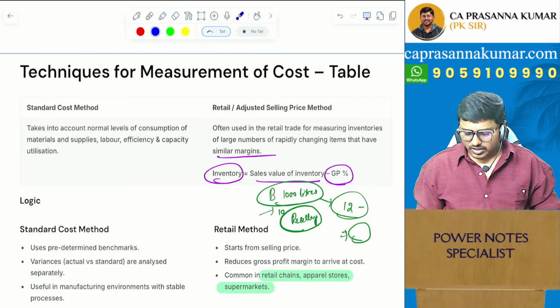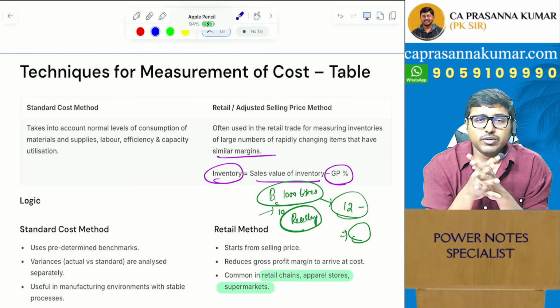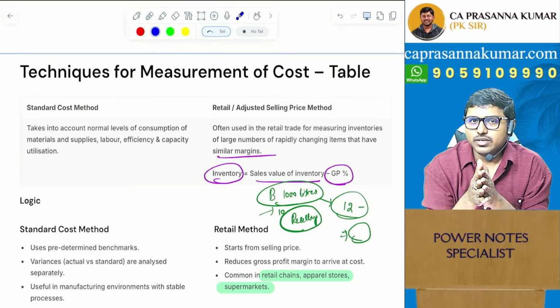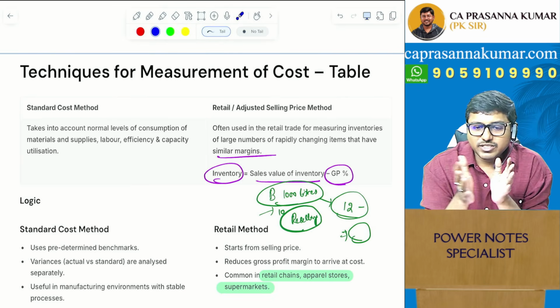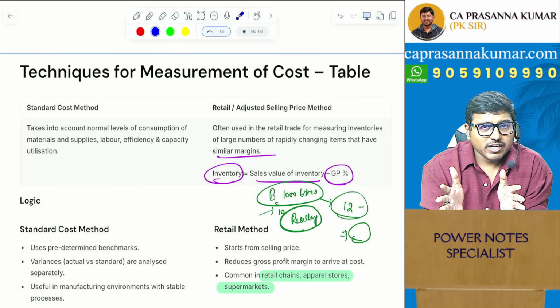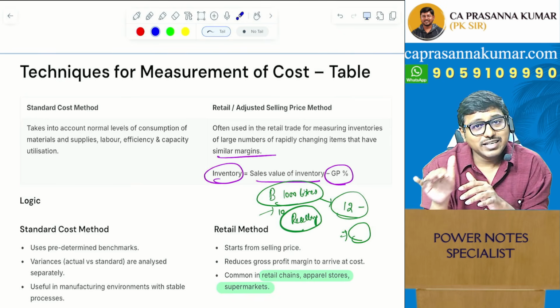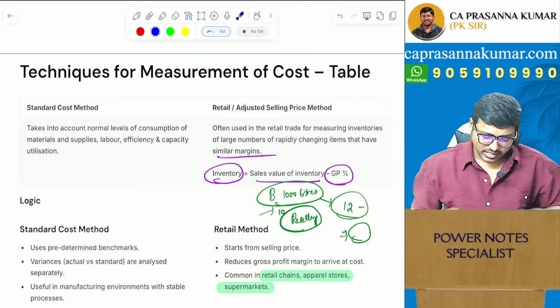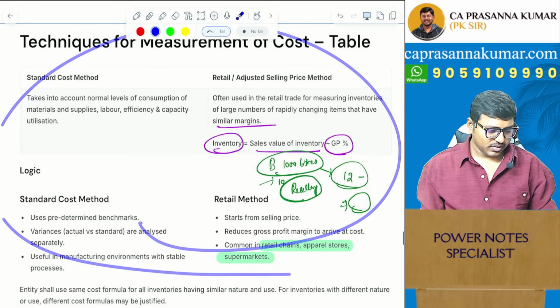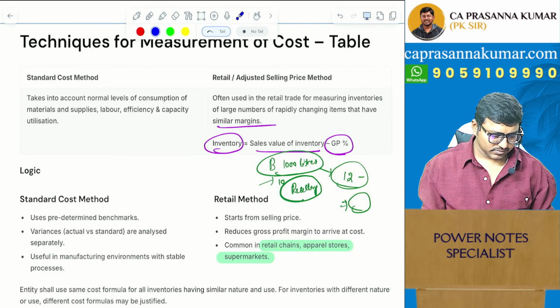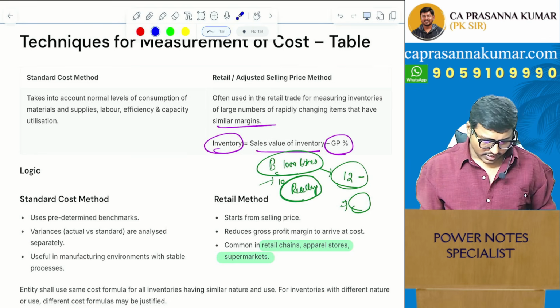So, when it comes to non-historical methods, you need to figure out what kind of business you are doing. Is your business standard or is your business like DMart? If it is standard manufacturing, then you can apply standard cost method. If it is like DMart, where it is a retail center, then you can apply retail or adjusted selling price method to value your inventory. Got it? That is nothing but measurement techniques of cost only, right? Okay, I can give you an example.